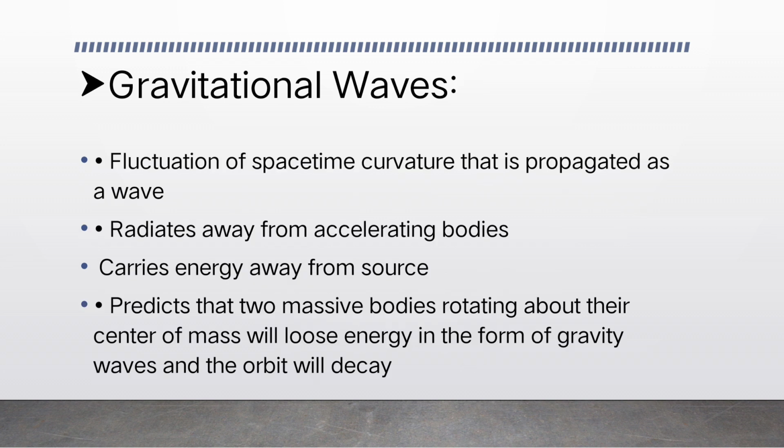Gravitational waves are fluctuations of space-time curvature that propagate as a wave, radiate away from accelerating bodies, and carry energy away from the source. General relativity predicts that two massive bodies rotating about their center of mass will lose energy in the form of gravity waves, and the orbit will decay.